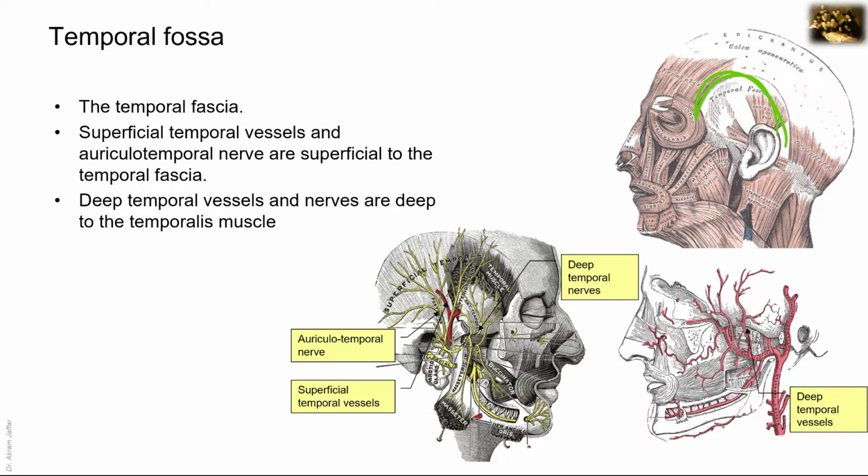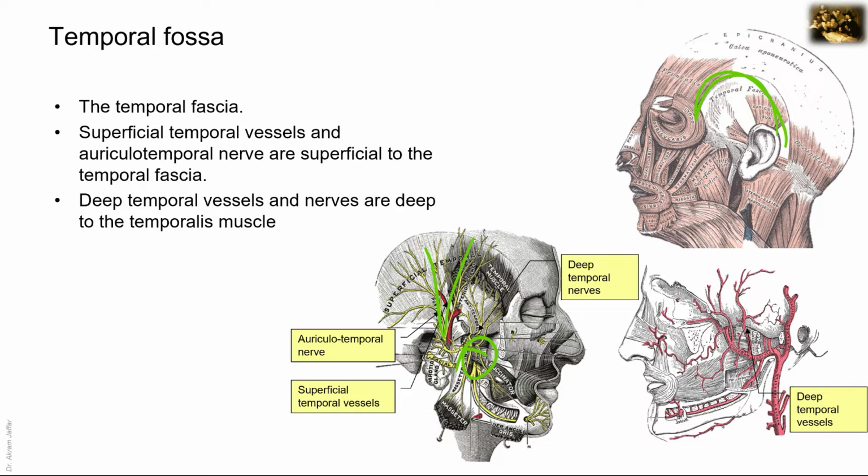So in the temporal fossa, we have the superficial temporal vessels. This is a terminal branch of the external carotid artery, together with the maxillary artery, which is the artery of the infratemporal fossa. And also we have the auriculotemporal nerve, which is a branch of the mandibular division of the trigeminal nerve, which is located in the infratemporal fossa.